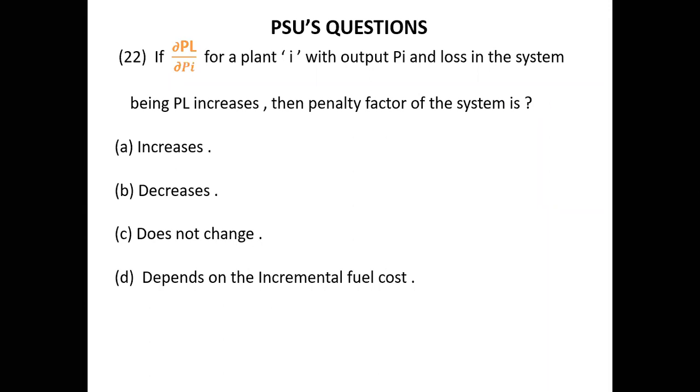So let's try to understand the given question. Here, dou PL by dou PI for a plant I with output PI, and the loss in the system being PL increases, then the penalty factor of the system is. So simply, what they are asking is, if dou PL by dou PI increases, then what about the penalty factor? It is simple. No need to use your formula also. Try to apply your common sense, then automatically you will get the answer.